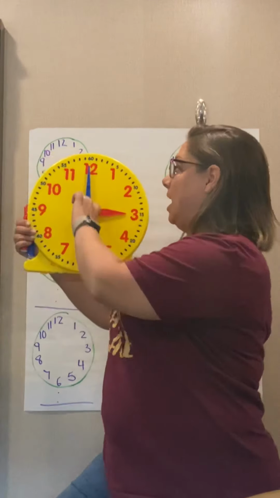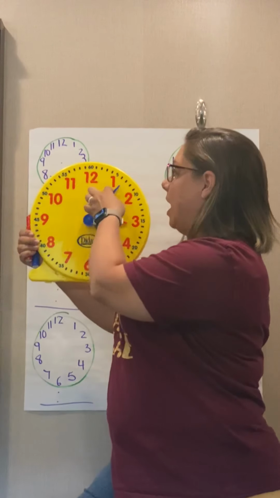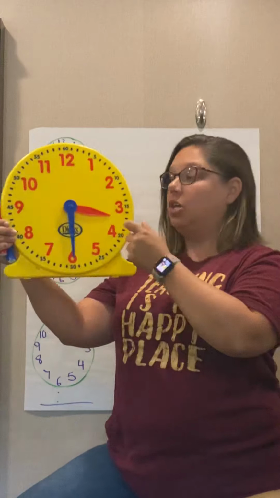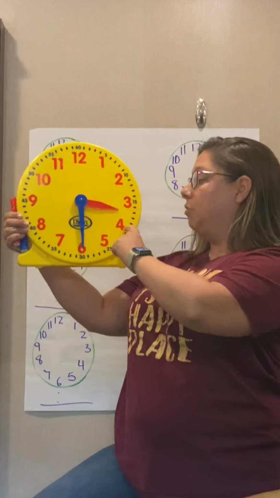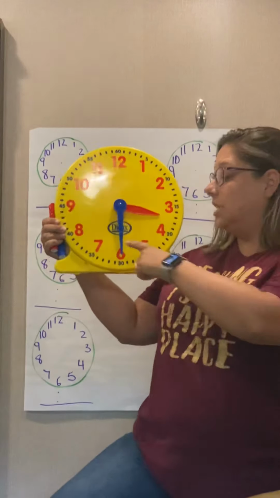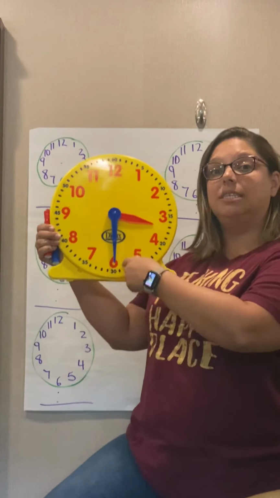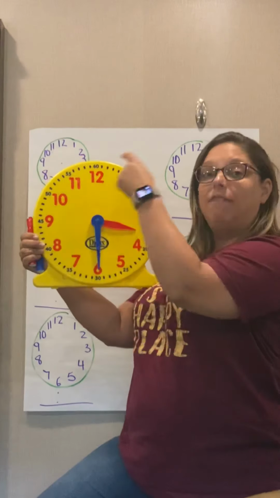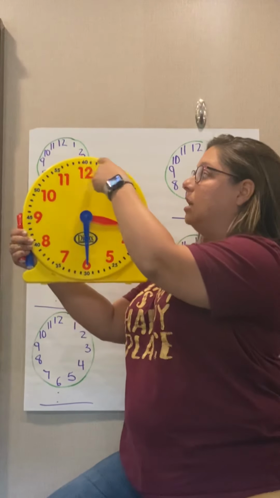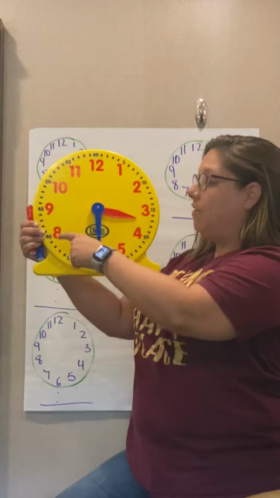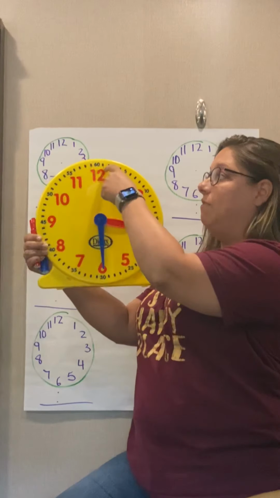When our minute hand goes around halfway, it has been a half an hour. So our hour hand is pointing right between that 3 and that 4, and our minute hand is pointing straight down to the 6. When you're counting around a clock, it goes by 5-minute increments. So it goes 5, 10, 15, 20, 25, 30, 35, 40, 45, 50, 55, 60.